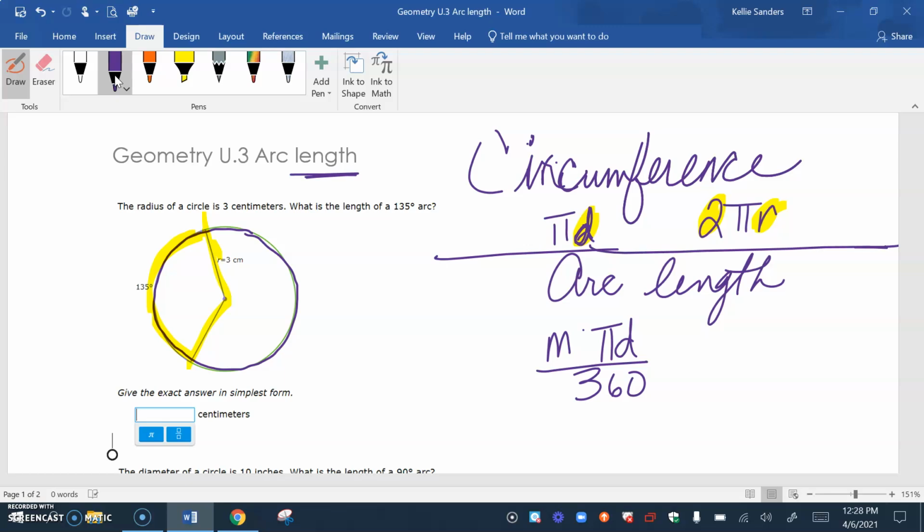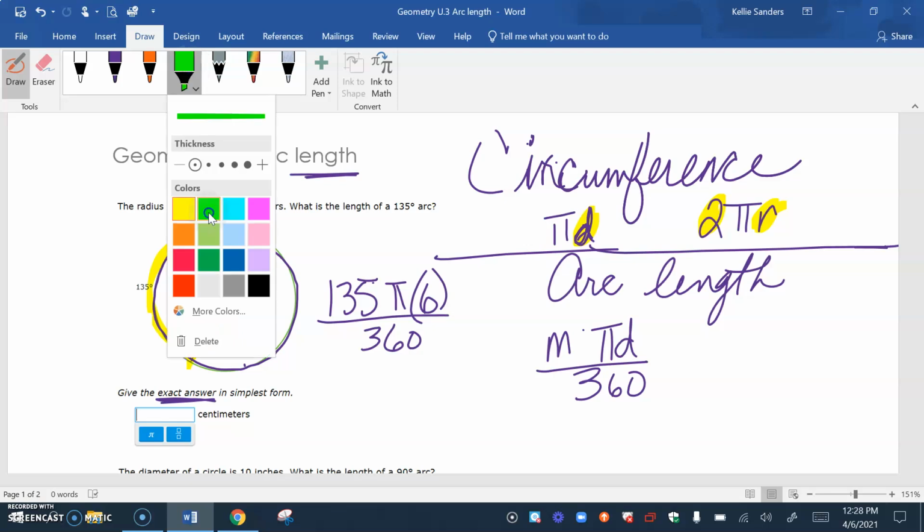So on this one, it says the radius of a circle is 3 centimeters. What is the length of a 135-degree arc? So what's the measure of the arc? 135. And it says give exact answer. So we are not going to put 3.14 in for pi. We're going to keep pi. And then what's the diameter? Well, if the radius is 3, then the diameter is 6. And then we're going to divide that by 360.